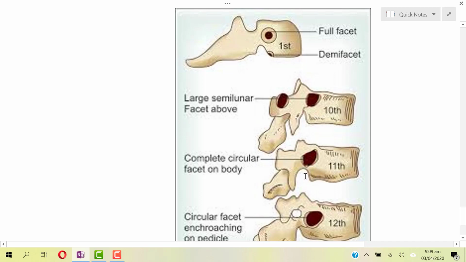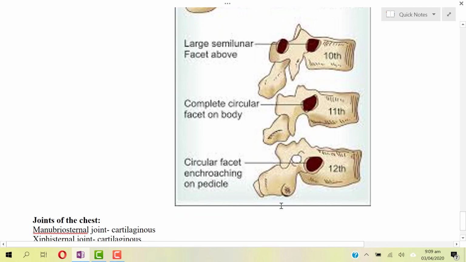Okay, then we will come towards 11. In the 11th also we have only one superior articular or costal facet which is present. Okay, the transverse process has no facet. Can you see any facet here? The transverse process has no articular facet. Then we will see the 12th one. Can you see the 12th thoracic vertebra?